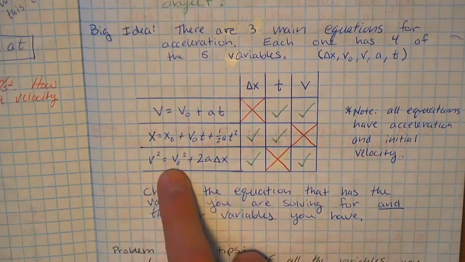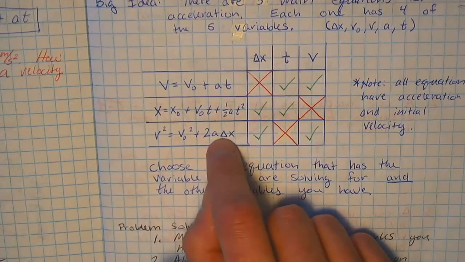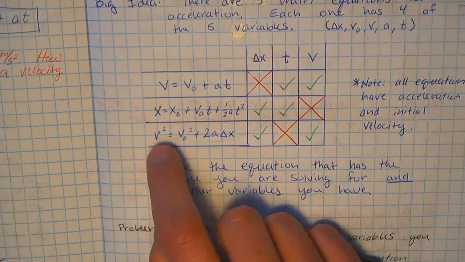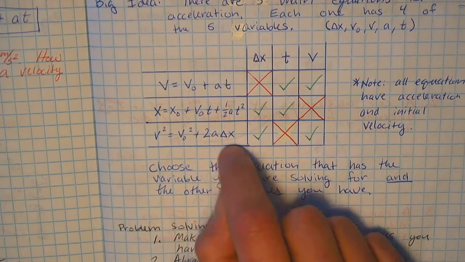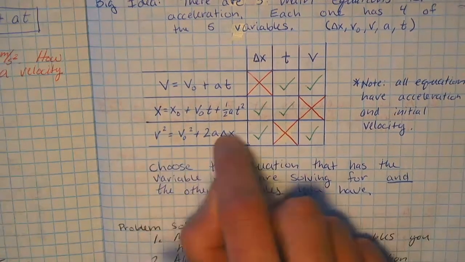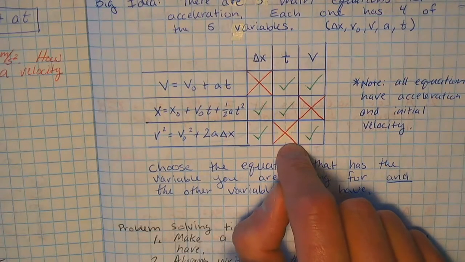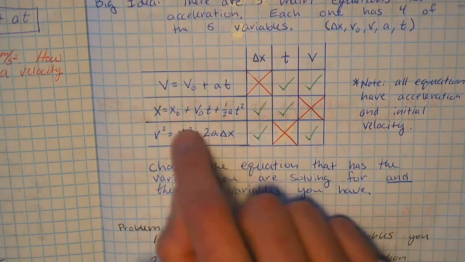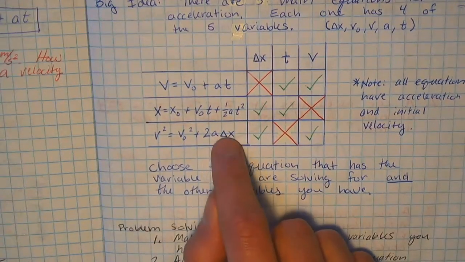The last one has v squared is equal to v naught squared plus 2a delta x. So that's if you want to know how fast something is going after a certain amount of distance. So the different thing is that this one does not have time. So if you're given time, or if you want to know how fast something's going after a certain amount of time, this one's not useful for you. But it's got final velocity and it's got displacement on that.